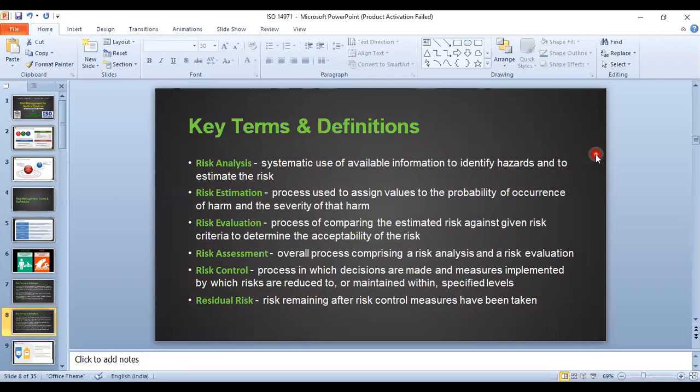So within the limits they have to maintain. That is a risk control. Then what is the residual risk? Next definition. What is the risk remaining after risk control measures have been taken?